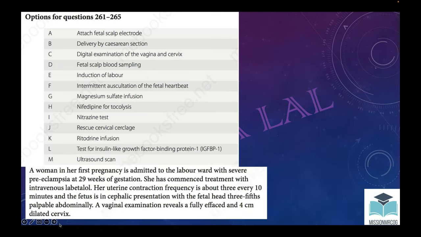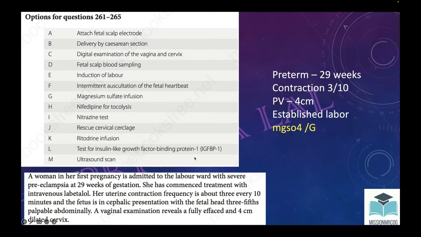Okay, so a woman in her first pregnancy with severe preeclampsia. She has been given IV labetalol. Contraction frequency is 3 per 10. Fetus in cephalic presentation, 3/5. Vaginal examination, fully effaced, 4 cm dilated. Magnesium sulfate, because she is 39 weeks and she is in established labor. This question, okay, I have directly put the answer.